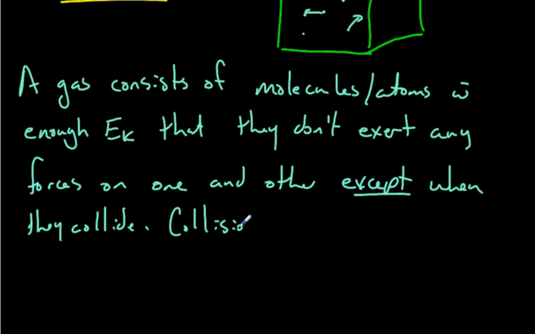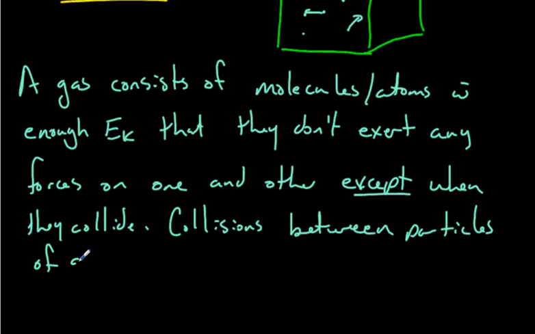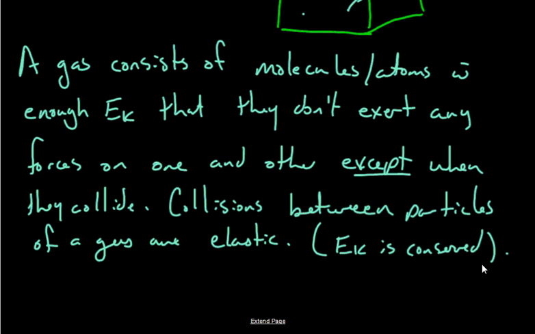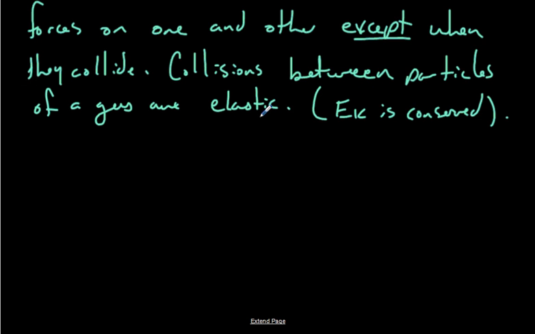So collisions between particles of a gas are elastic. And what that means is that the kinetic energy is conserved during those collisions. How do we know that that has to be true? Can anyone tell me why this has to be true when thinking about a gas? What would happen if it weren't true? What if kinetic energy was not conserved during collisions inside of a gas? What would start to be lost?